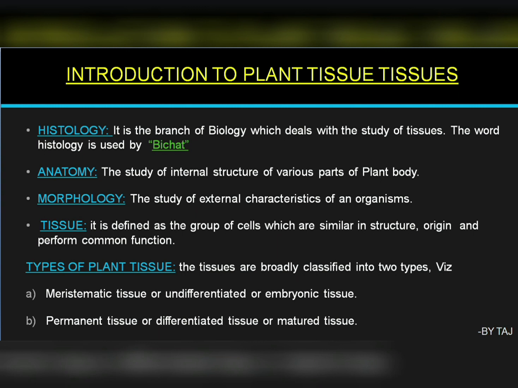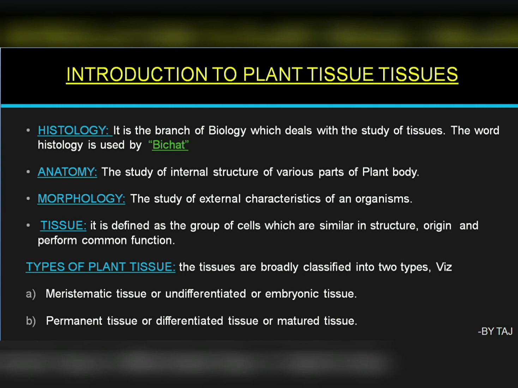Anatomy means the study of internal structure of various parts of a plant body. So this is about anatomy. Morphology means the study of external characteristics of an organism. Tissue is defined as a group of cells which are similar in structure, origin and perform a common function.